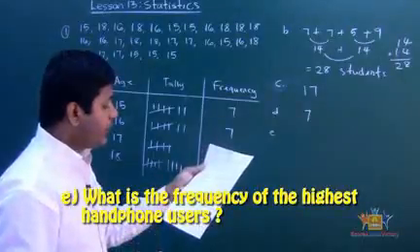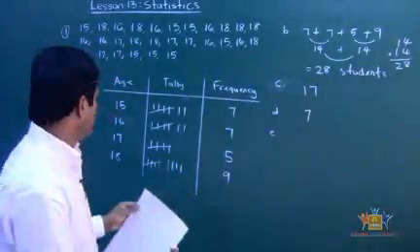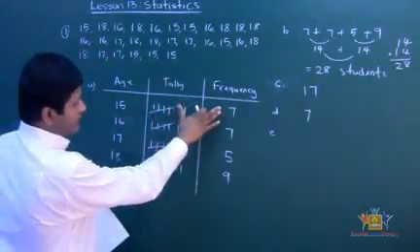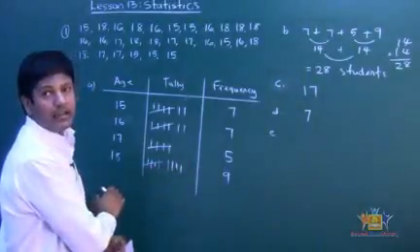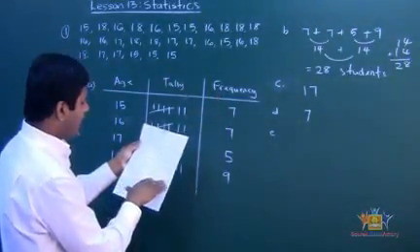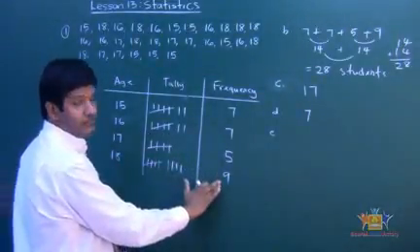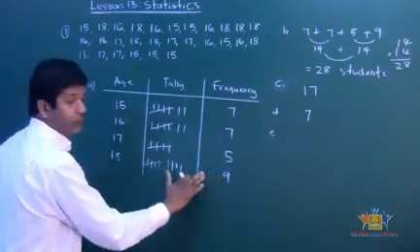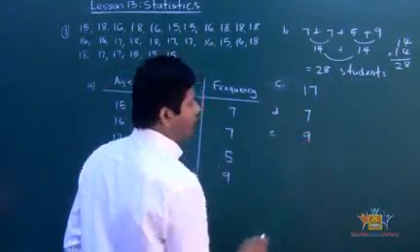And then E. What is the frequency of the highest handphone users? Which one uses the highest? Which age? 7, 7, 5, 9. 9 is the highest frequency. And they're asking, what is the frequency of the highest handphone users? So the age is 18, but the highest frequency is 9. They're asking for the frequency, not the age. See that? So you want to put 9. So be careful.